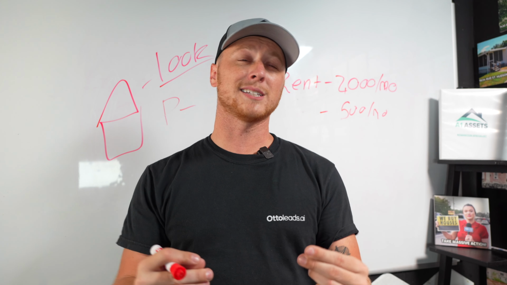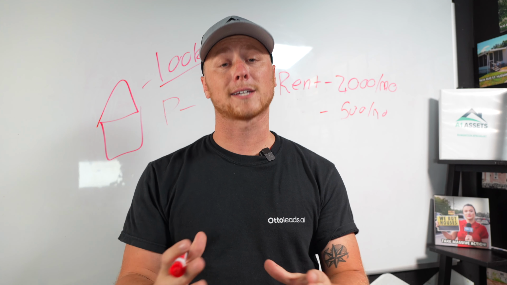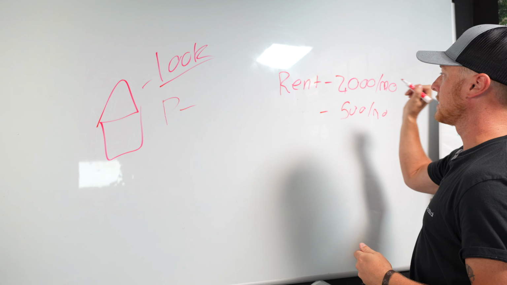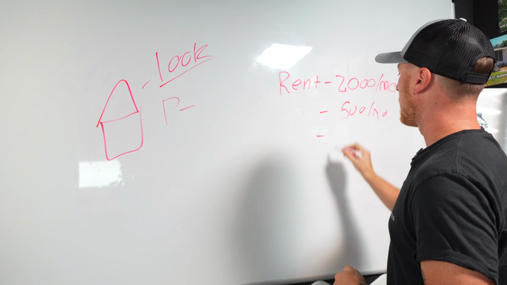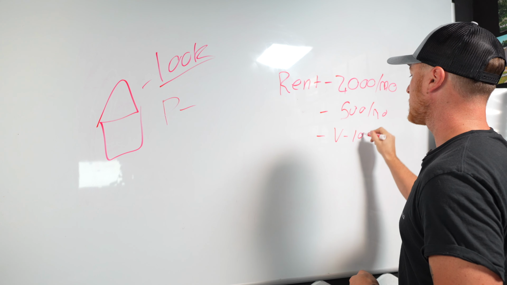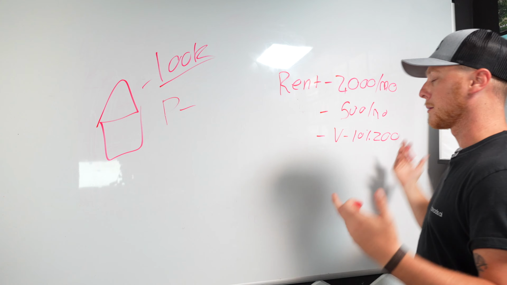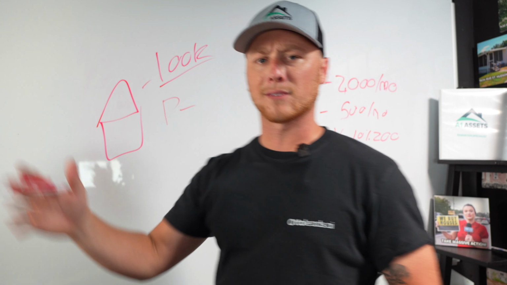So I think the most realistic thing you could do is factor in 10% of the gross rent, right? So if it can rent for $2,000, I'm going to factor in my vacancy at 10% of that, which would be $200 going towards vacancy, saving that for the rainy day.